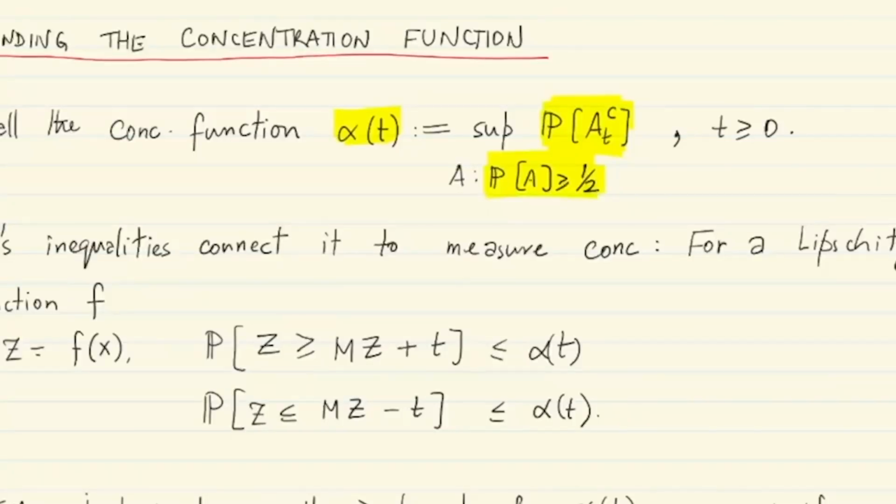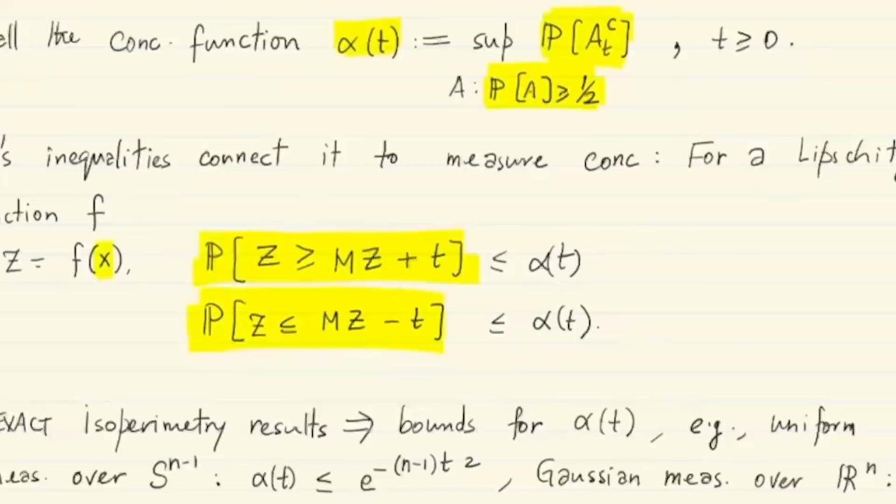We basically saw that if we can control the concentration function alpha of t, then it actually serves as a very convenient upper bound to the probability that Lipschitz functions f of a bunch of random variables on that probability space concentrate around their medians. Okay, so the concentration function alpha of t can give bounds on the deviation probabilities of Lipschitz functions about their medians by an amount of t.